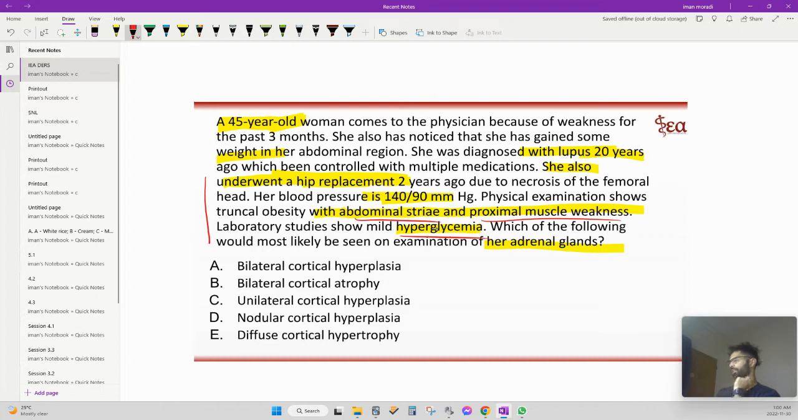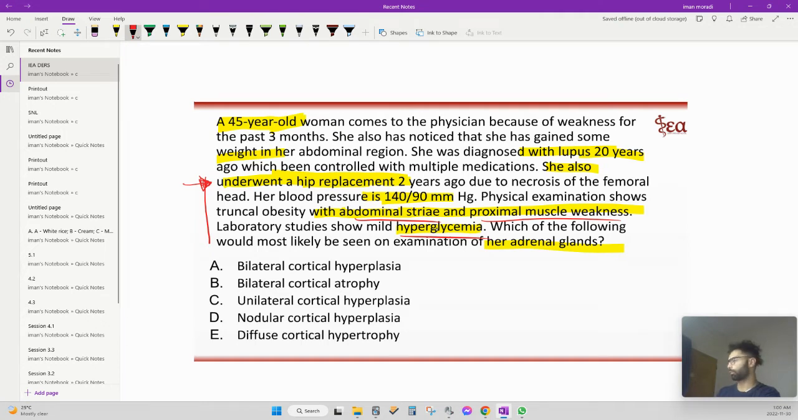It's also describing some problem with the hip. To me, that's not exactly osteoporosis, but corticosteroids slow down bone mineralization. So maybe that also is what led to the hip replacement surgery. I'm not sure what they're going for here.